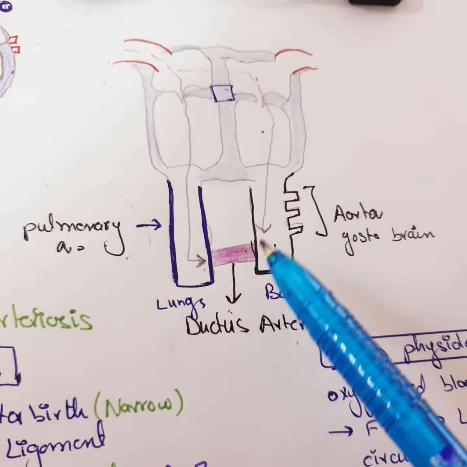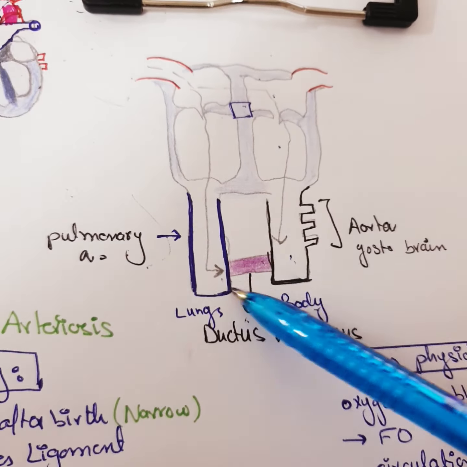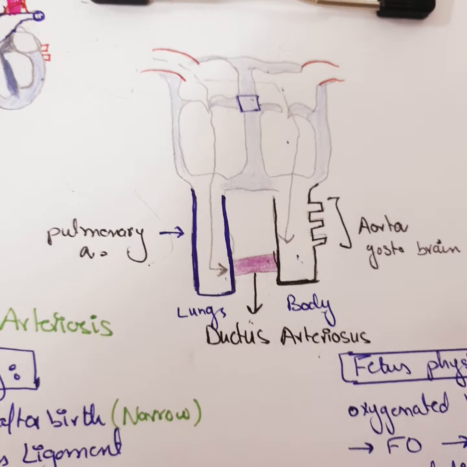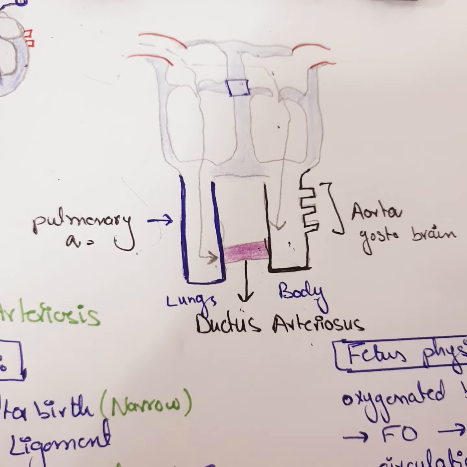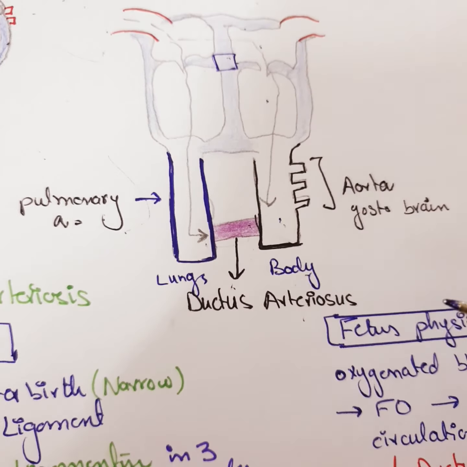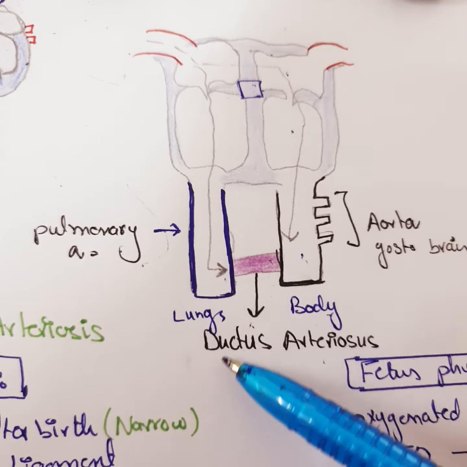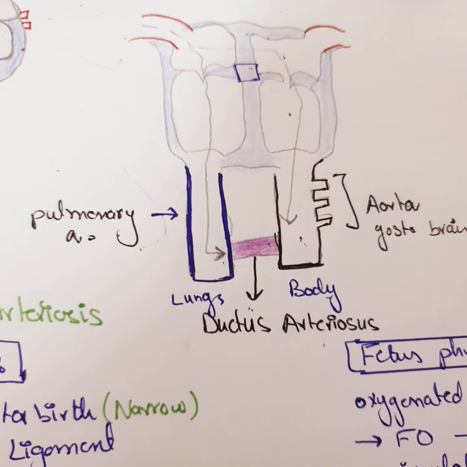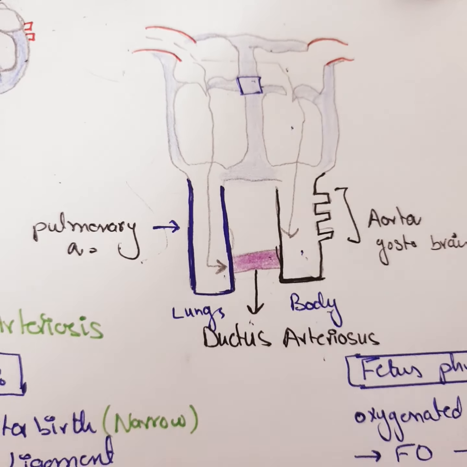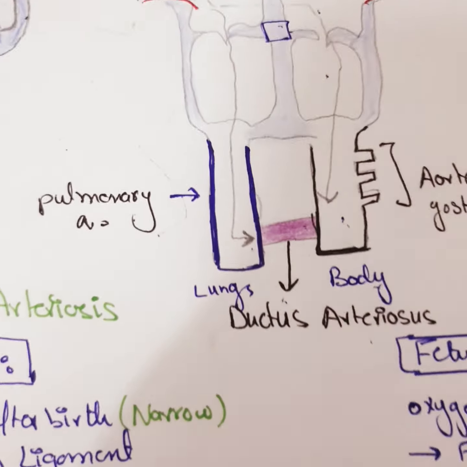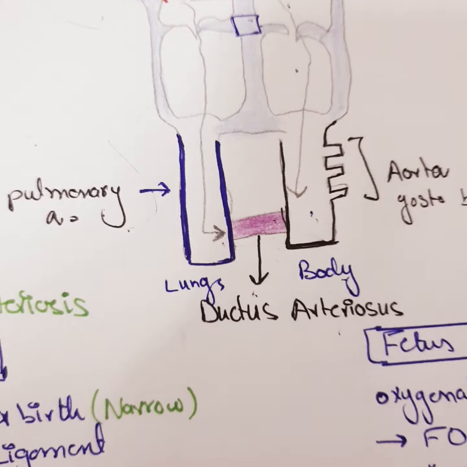Now if this ductus arteriosus does not properly close or constrict, the baby has a patent ductus arteriosus, which means an open ductus arteriosus. In a normal physiological process, this ductus arteriosus is replaced by a ligament, as I told you in the beginning of the video, the ligamentum arteriosum. OMG, these names are so difficult to pronounce.